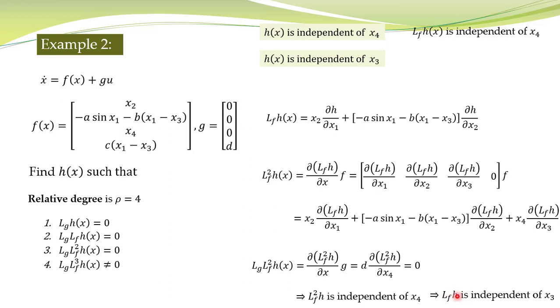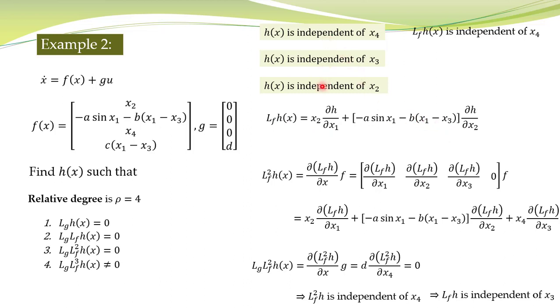This L_f h of x is independent of x3. That is why its partial derivative with respect to x3 is equal to 0. And L_f h of x we have already computed, that is given over here. For this expression to be independent of x3, partial h over partial x2 should be equal to 0. That means that h of x should be independent of x2 as well, because partial h over partial x2 must be equal to 0 for this thing to be independent of x3.